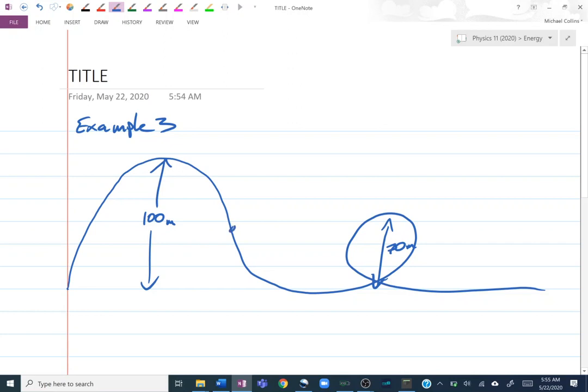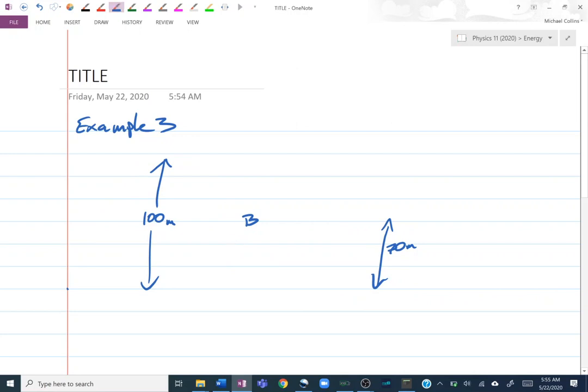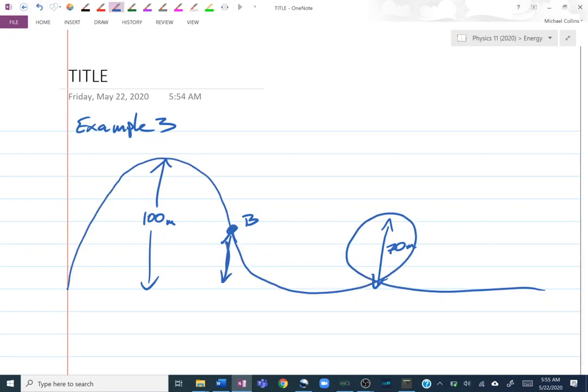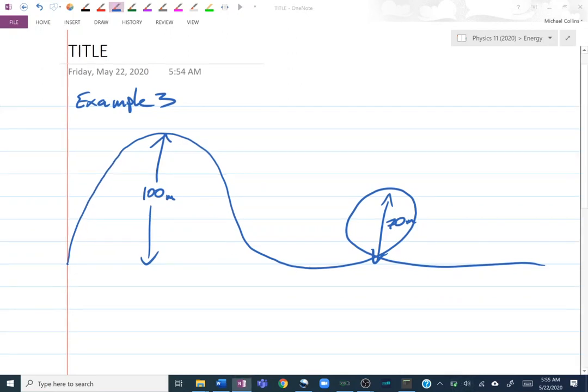And then let's look at a point. Let's call this point B. No, let's not do point B. Oh no, let's undo that. There we go. Let's look at this point right on the ground. Let's call this point B. Let's call this point A, and you guessed it, we're going to call this point C.